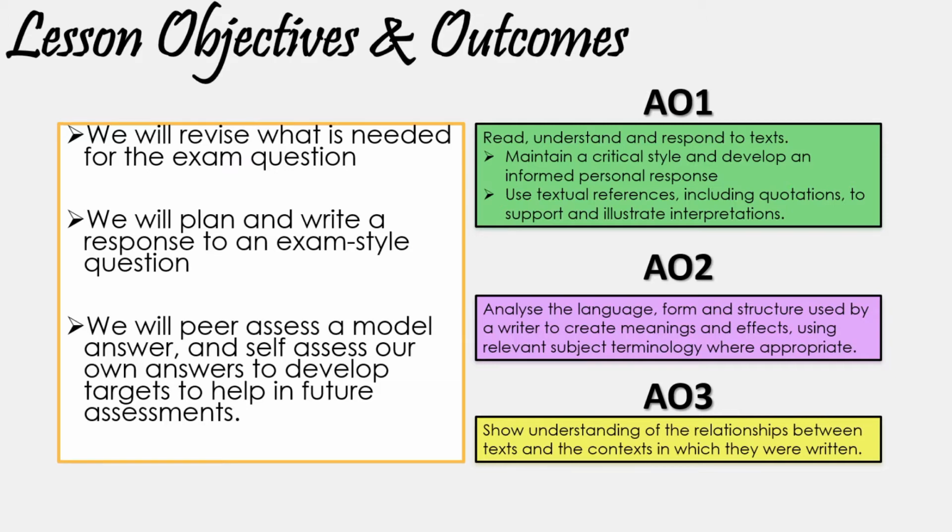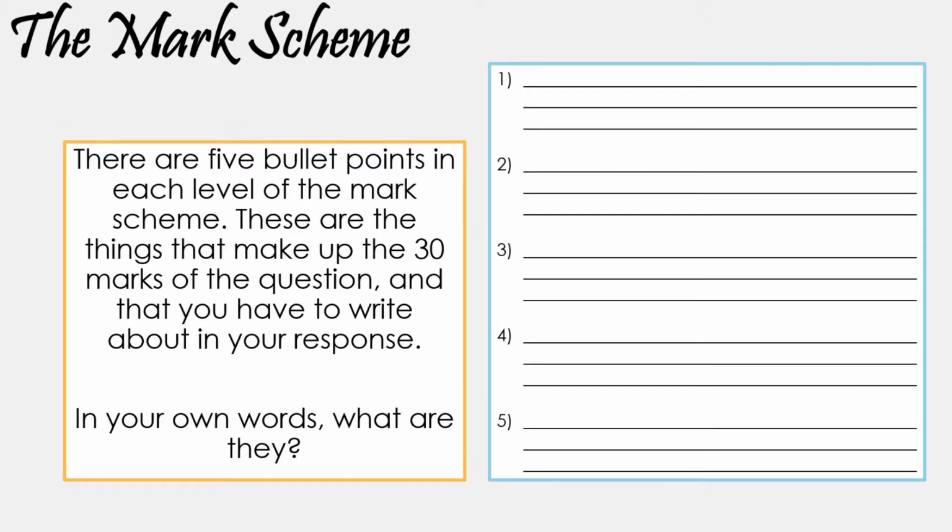Now on the examiner's mark scheme there are 6 levels, and in each level there are 5 bullet points of things that you need to include in your answer. What I want you to do is to write down in your own words what you believe those 5 things are. They're basically the 5 things that your answer has to have in order to get a good mark. And if you're struggling, rewind this video and read back through the assessment objectives. Pause the video and complete this task now.